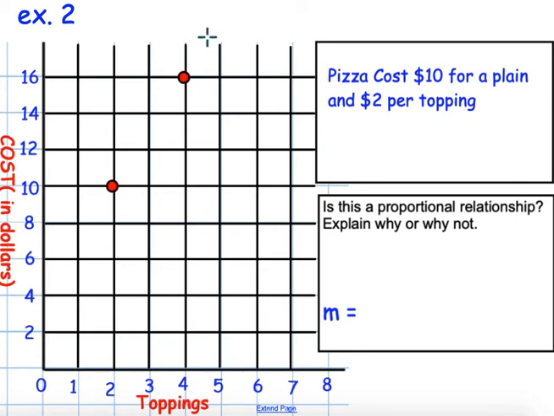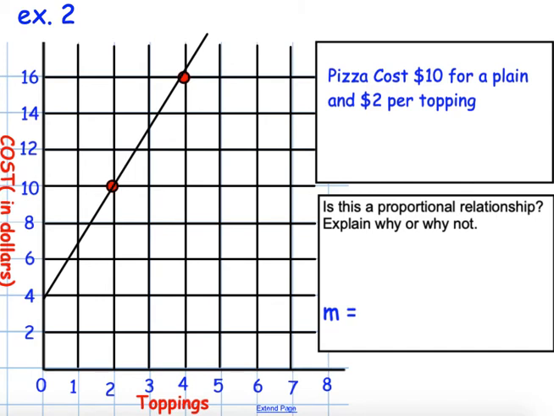Let's make this line. This is Brandon's Pizza Shop. Does that line make sense for this pizza costing $10 for a plain and $2 for a topping? Why? What's wrong with this? How much does this pizza cost? So $4 for a plain, and you get 2 toppings, and it would be $10. So does that mean the slope is 3? So not quite working.